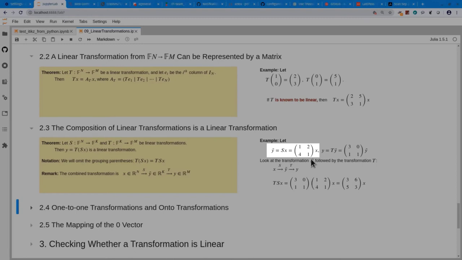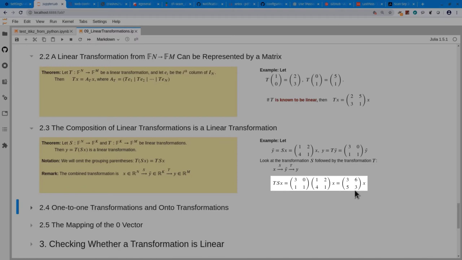Here is an example. Let's look at the transformation S applied to x as this matrix 1, 2, 4, 1 applied to x. And then similarly, a transformation T applied to some vector, let's call it y tilde, as before, implemented by this matrix 3, 0, 1, 1 applied to y tilde. And I'm now looking at the transformation that starts with an x, applies S to it, gets me a y tilde, applies T to that, and gets me a y. And so my total linear transformation is T applied to S applied to x, and therefore the matrix representation for T times the matrix representation for S times x. But matrix multiplications I can group, and so I'll group them together and multiply this out, and I get the overall linear transformation as the product of the individual transformations in that particular order.